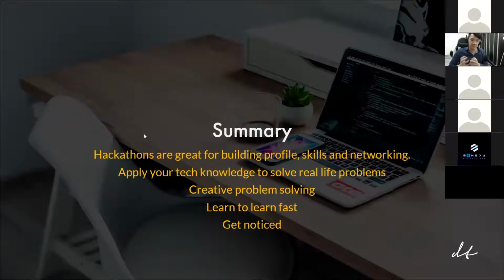Being a tech person, you might only be interested in building things, but sometimes from hackathons you learn to build things that matter. You get to dissect the problem into its subcomponents and find out the best way to solve it effectively. And lastly, you get to learn things fast and get noticed.